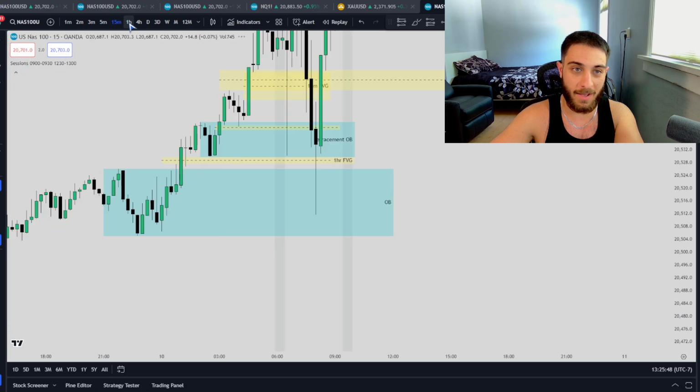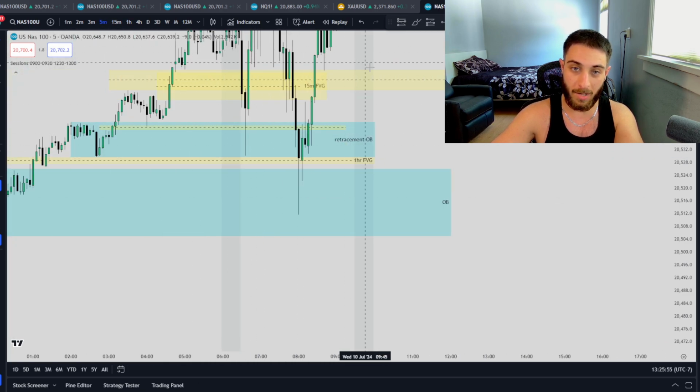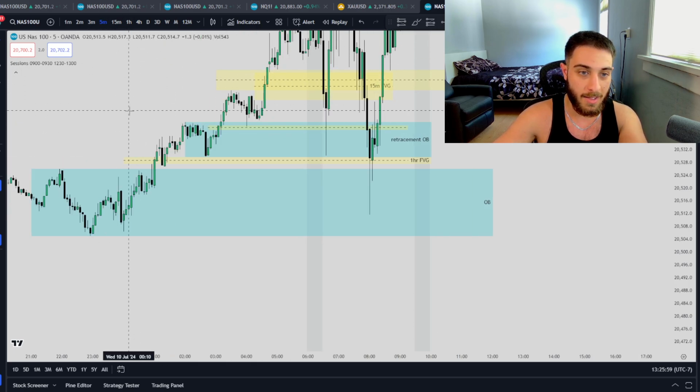I like to play 15 and 5-minute, but I noticed even with hourly fair value gaps, if we have those in place and no 15 or 5-minute, the order block move still works. So I just decided to include hourly fair value gaps within the strat.